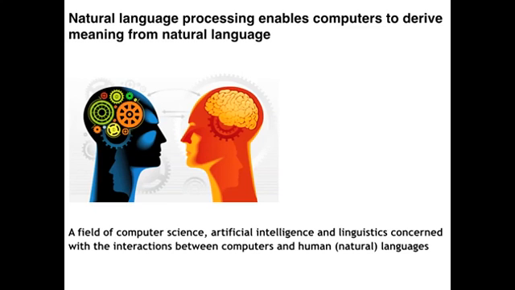Let's now look at natural language processing as a possible solution to this problem. Natural language processing is defined as a field of computer science, artificial intelligence, and linguistics concerned with the interactions between computers and human languages. In other words, it is a science that enables computers to derive meaning from human language.